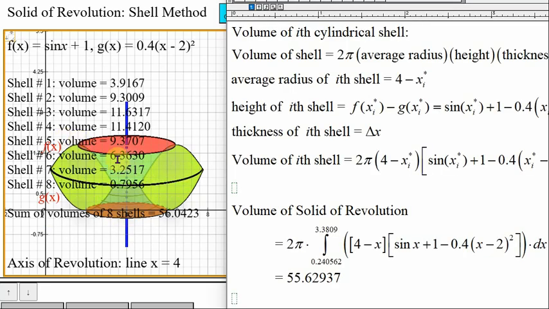A few moments ago when I calculated the volumes of the 8 shells, we got 56.0423. And here's the volume for an infinite number of shells. We can see that they're very, very close to each other. And that's the end of the video.